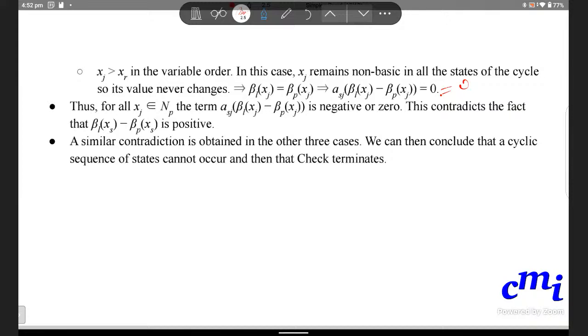Maybe for some ordering, you may end up enumerating all of them, okay? So that's why the worst case complexity here of simplex is exponential, okay?